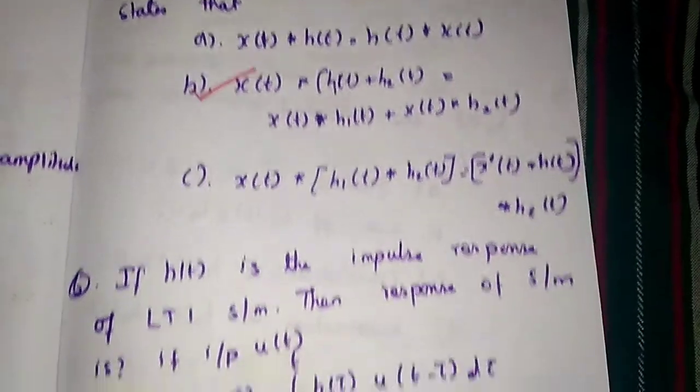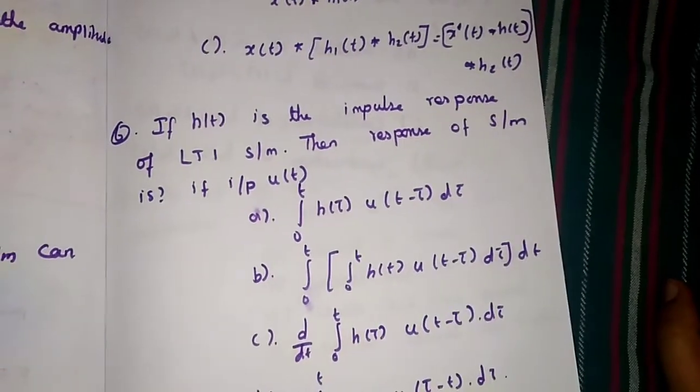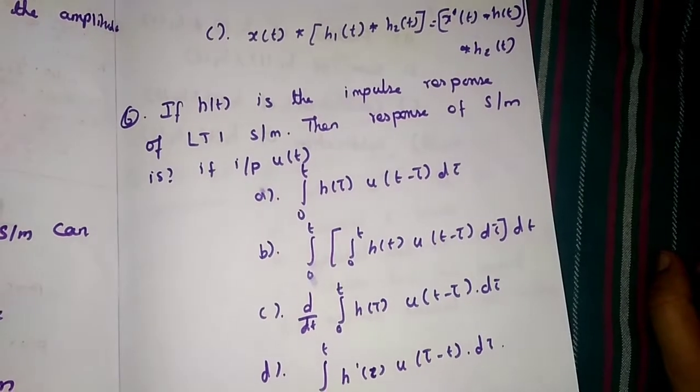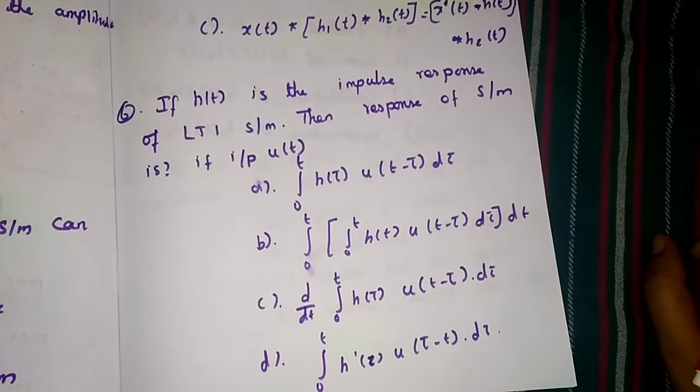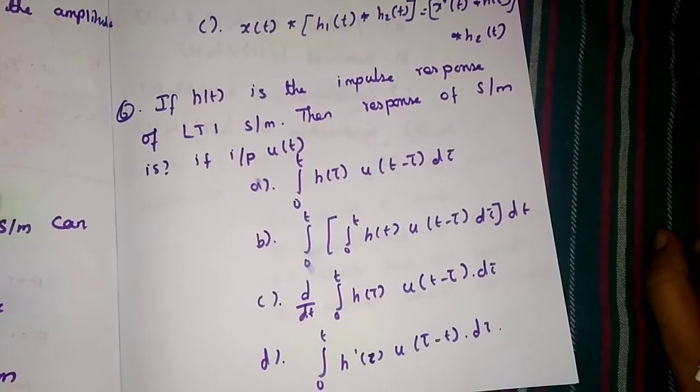So the answer is B. Next one is: if h(t) is the impulse response of an LTI system, then what is the response of the system if the input is u(t)?